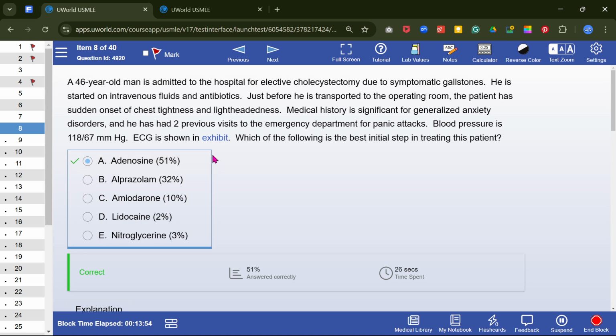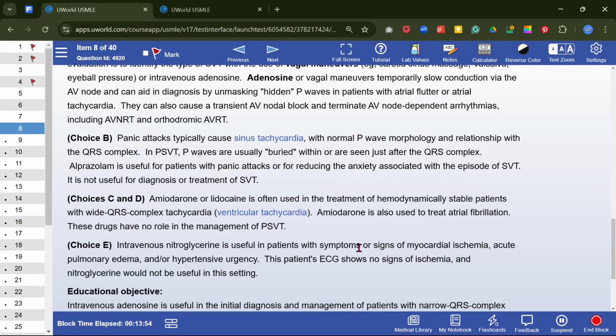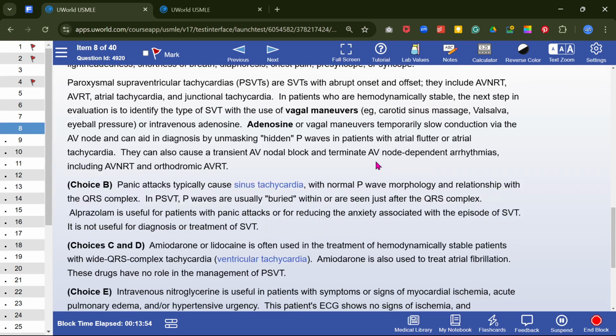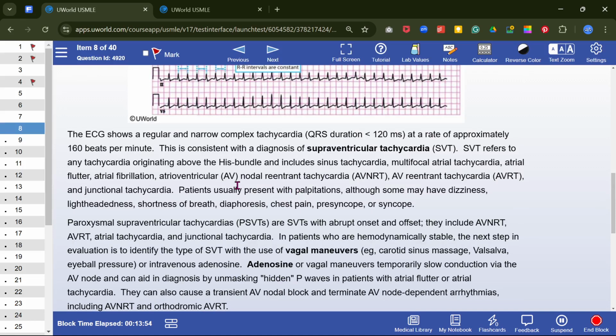But adenosine cannot be given if the patient is asthmatic. So in that case, I think verapamil is the drug of choice. Okay, it is written somewhere. I am reading the explanation now.